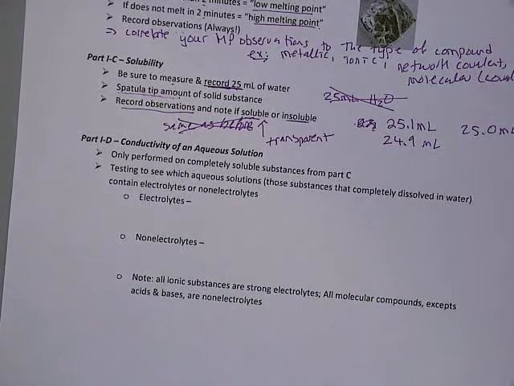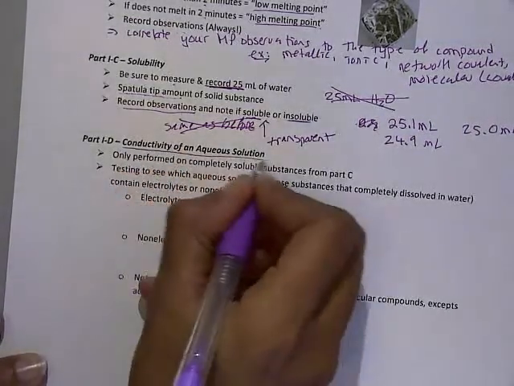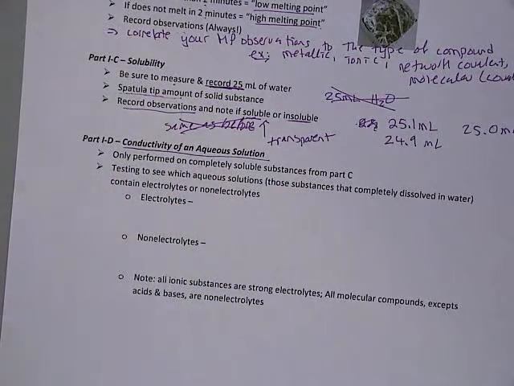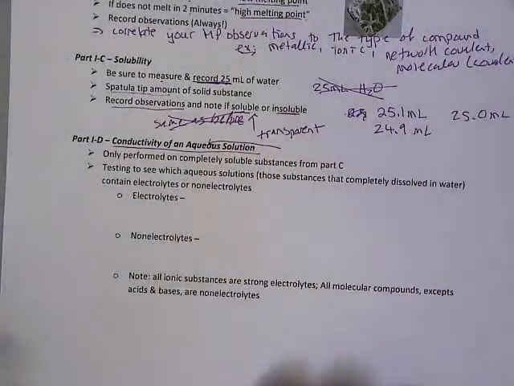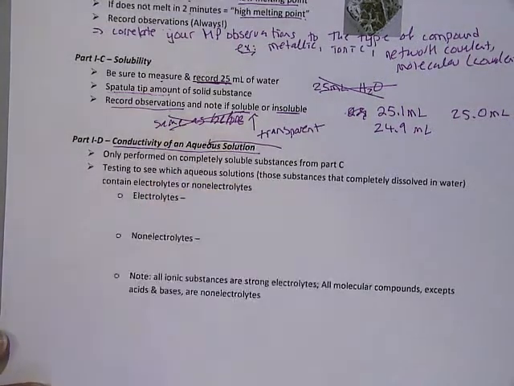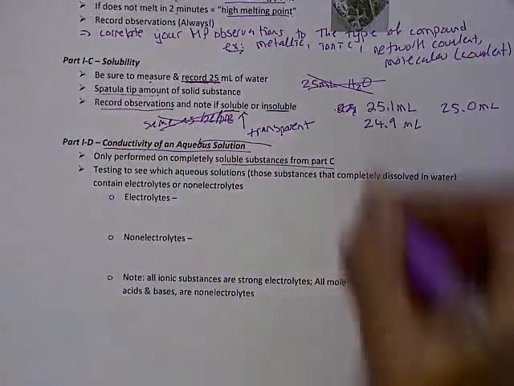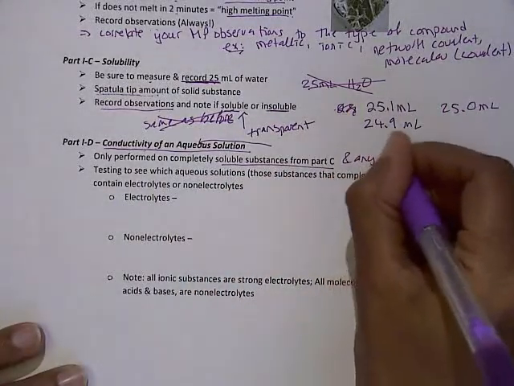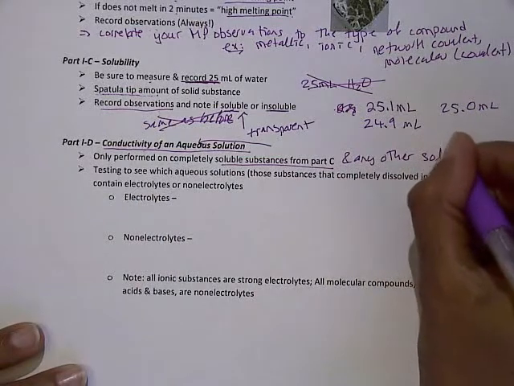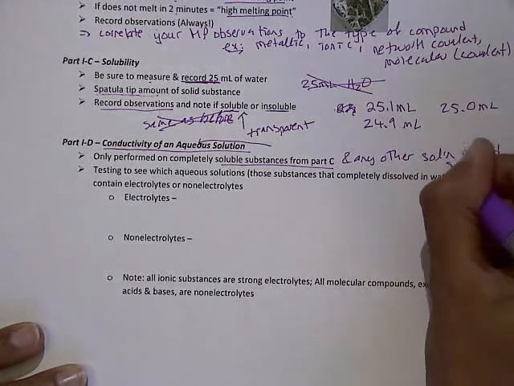Finally, for part 1, you're going to be conducting conductivity experiments of aqueous solutions. Now, if you remember in class, during Friday's lecture, we said aqueous solutions are those solutions that are completely soluble in water. So you have a substance, it's fully dissolved in water, and it's predominantly made up of, again, water. Only perform conductivity tests on the soluble substances from part C, and any other solutions placed at station D.